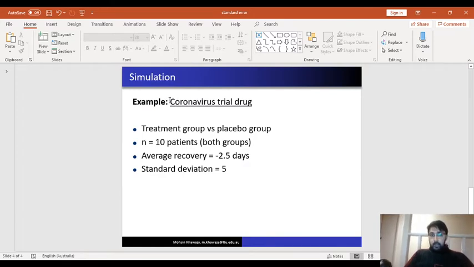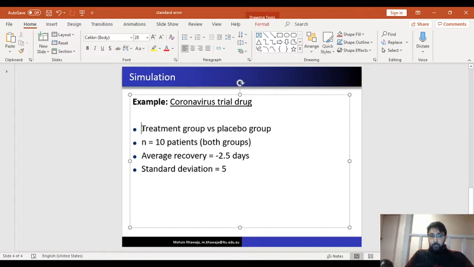Let's say I come up with a drug that can treat coronavirus patients. And I want to know how successful this drug could be. Now the standard practice, the clinical practice, is that you have to take some patients and divide them into two groups. The first group receives the drug. We call them the treatment group patients, and the second group of patients do not get any drug treatment. And we observe the difference in the recovery time between these two groups.